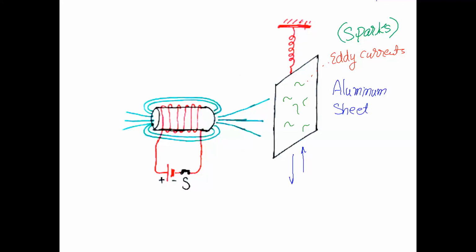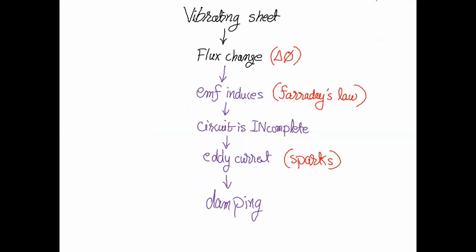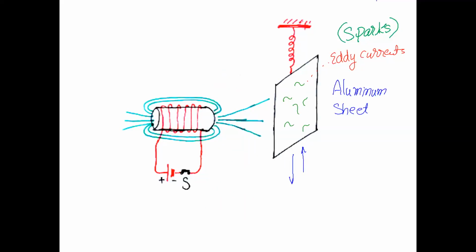Now, this is not a complete circuit. A circuit actually has two wires, one neutral and one live wire, but this is only a sheet. A sheet is a short circuit, not a complete circuit. So when EMF is induced, it will spark, and current will be produced in small sparks, which are called eddy currents. Due to these eddy currents, the sheet will become overheated, energy will be lost, and oscillation stops.